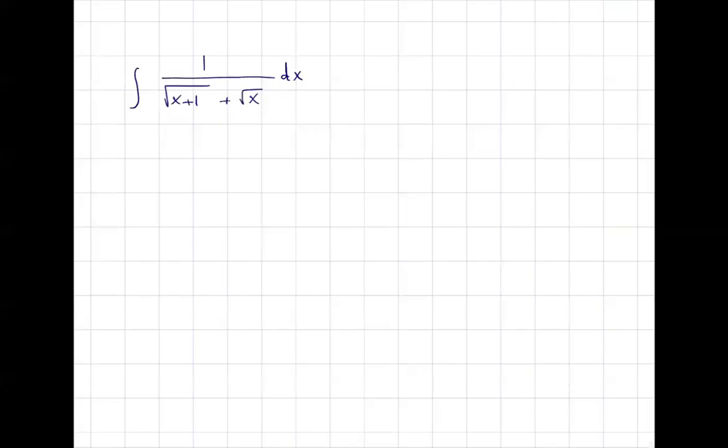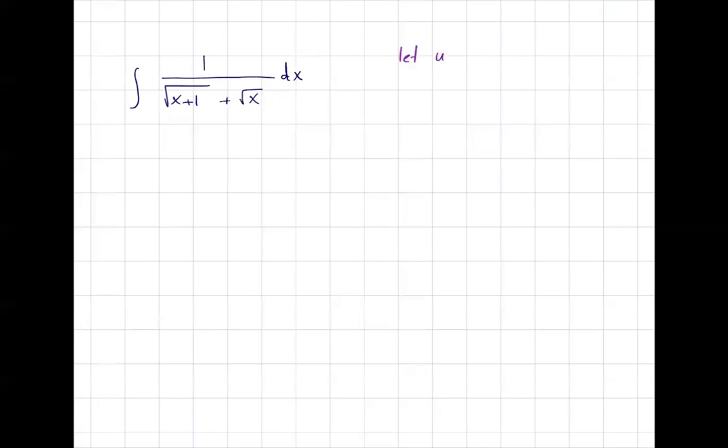Suppose we are interested in evaluating this integral. First of all, this integral has 1 divided by square root of x plus 1 plus square root of x dx. This is similar to what you did when you took the limit. But in your limit, you had a negative sign in between. This is the same process.